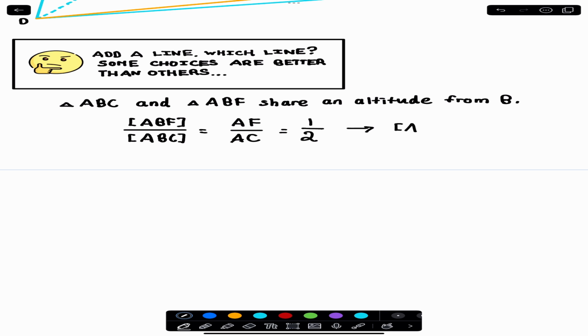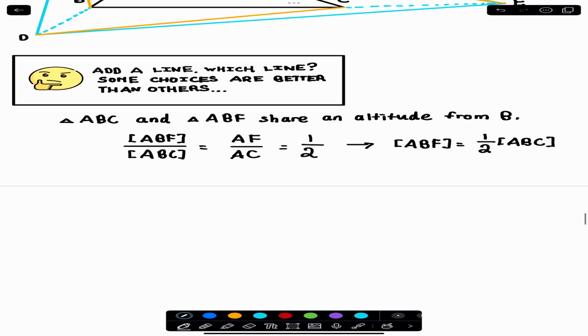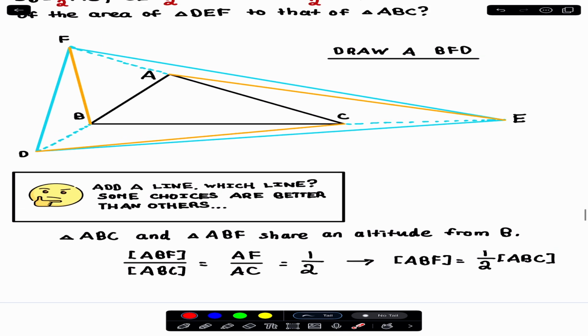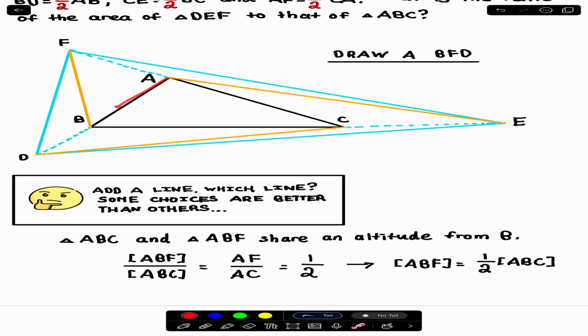This means the area of triangle ABF is equal to half the area of triangle ABC. And you'll see why I'm writing it like this in a moment, because this is going to be a little more useful for the future. So after all that work, we can see it intuitively kind of makes sense. This is half the area of the original triangle.